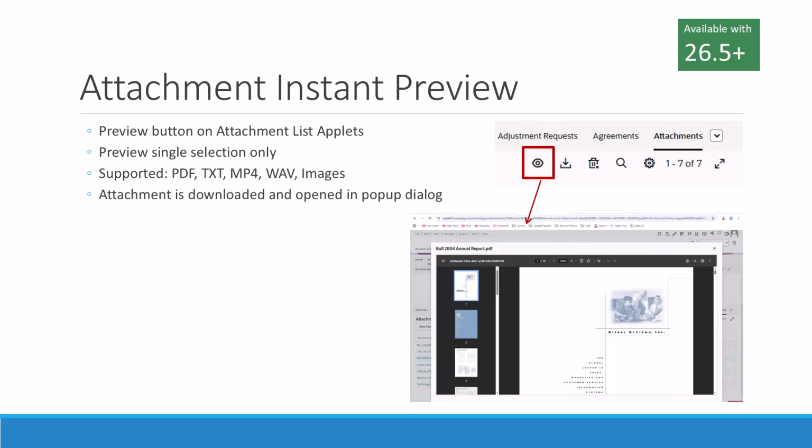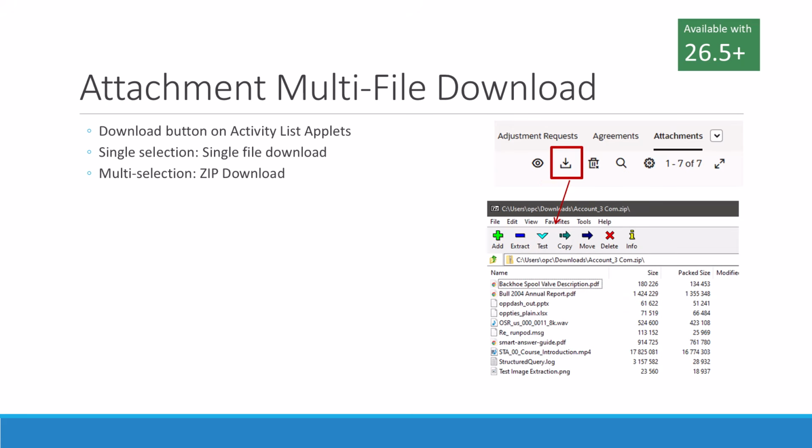Downloading multiple attachments at once was also high on the wish list. With Siebel CRM 26.5 and higher, users can now multi-select attachments and, with one fell mouse click, download them all in a single zip archive.